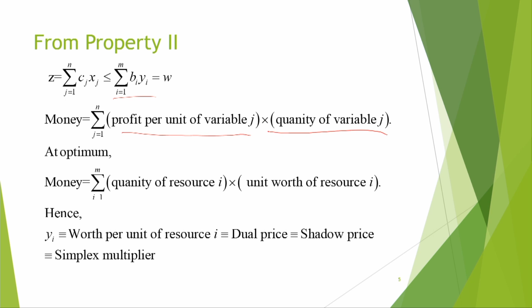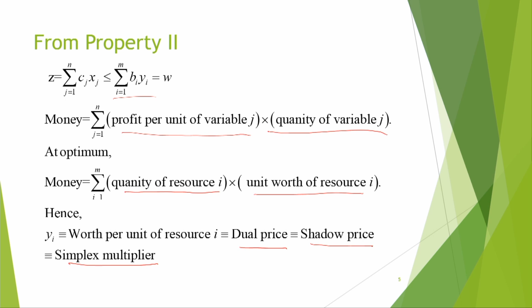At optimum, money will be equal to the sum over i equals 1 to m of quantity of resource i. What is the quantity of resource i? It is basically Bi. You can say this is the quantity you have got, and the unit worth of resource i is equal to Yi. That means this is the worth of the resource. Hence Yi is equal to worth per unit of resource i. It is also called dual price. It is also called shadow price. It is also called simplex multiplier. It is simply called unit worth of resource. Okay, that is what the interpretation of Yi is.